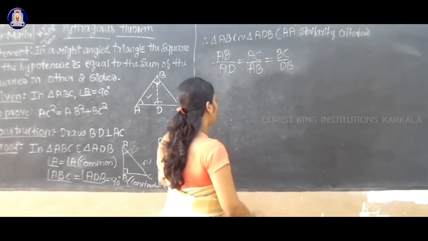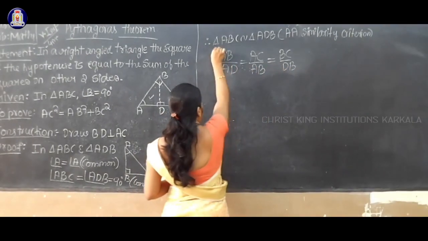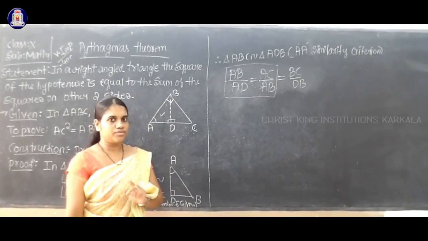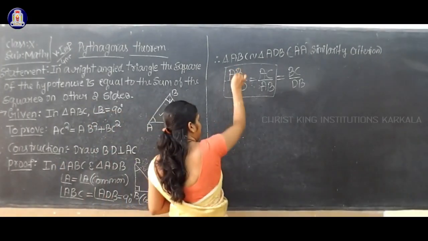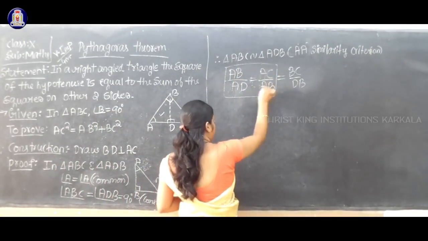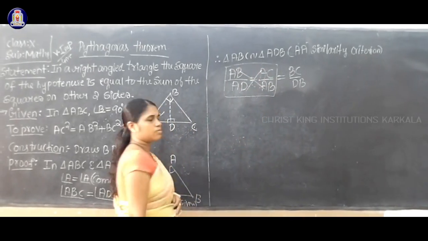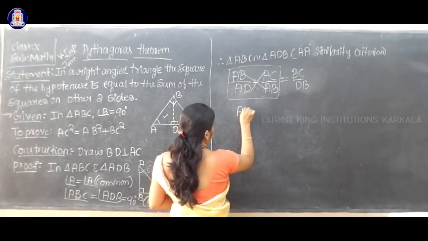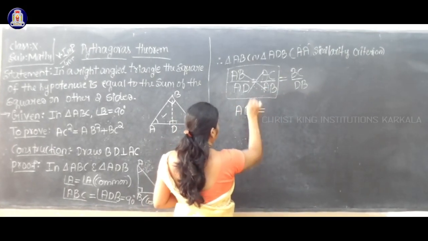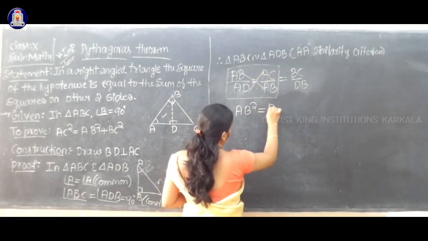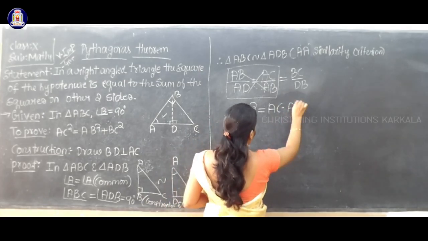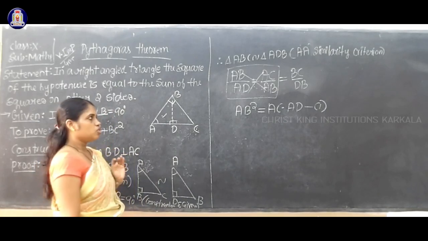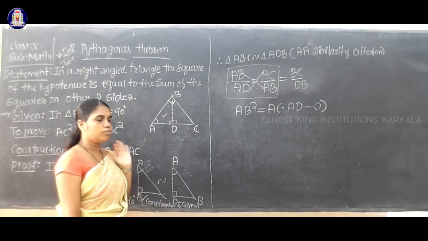Now among these three ratios, I will take only the first two ratios. So that is AB by AD equal to AC by AB. Do the cross multiplication. So AB into AB is nothing but AB square equal to AC into AD. Consider it as equation number 1. So here half part of this theorem is proved.